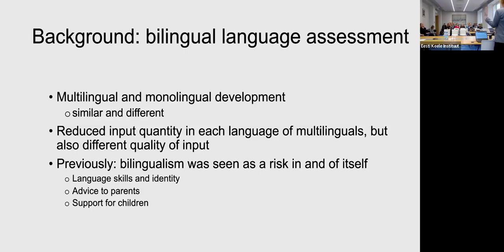So if a child is awake for the same amount of time and has the same brain capacity, then inevitably, the input that they get in one of their languages, if their context is multilingual, is going to be less than a monolingual child will get. Of course, there's variation within monolingual children as well in terms of how much input they get. So this isn't going to be true for every comparison pair of monolingual and bilingual children, but on the whole, this is true.